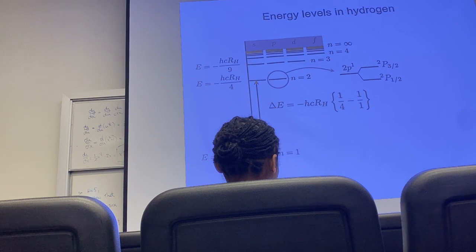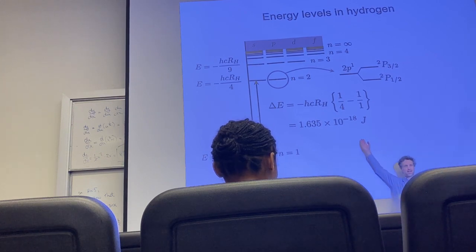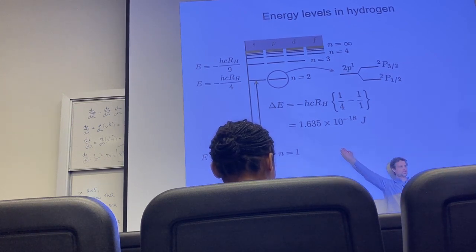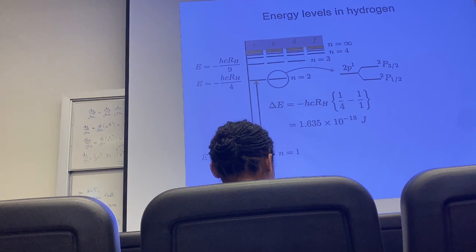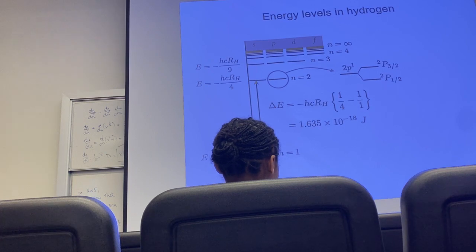So 1 over 4, because that is n equals 2 squared, minus 1 over n squared when n is 1, which is just 1. And so that is the value of the transition energy between state 1 and state 2, which is this number, which is again just 10 to the minus 18, with a number that is slightly smaller than 2. 2.18 is the total energy you need to put in to get it out, but to excite it from state n equals 1 to state n equals 2, you need, of course, less energy, so that's going to be 1.6 times 10 to the minus 18.